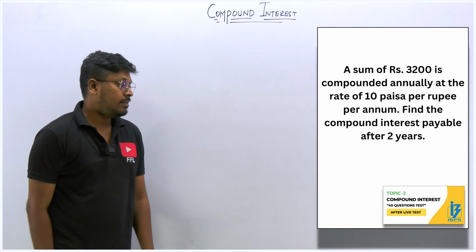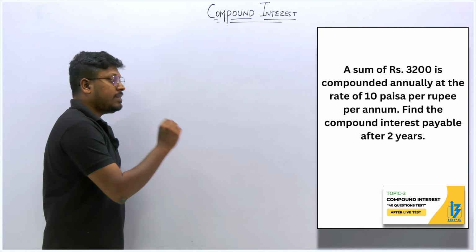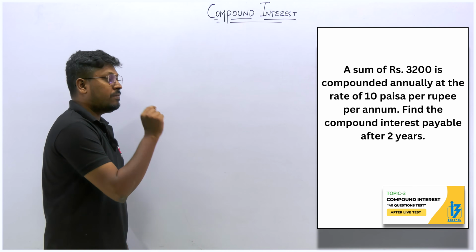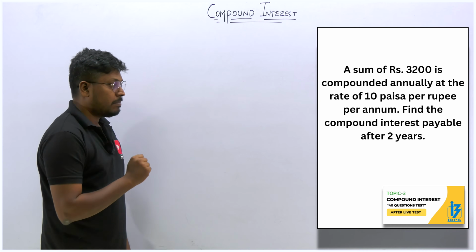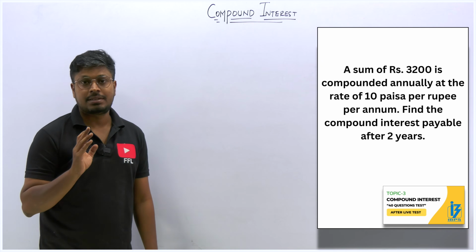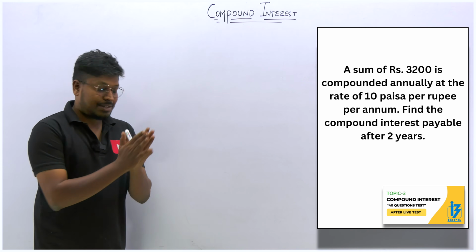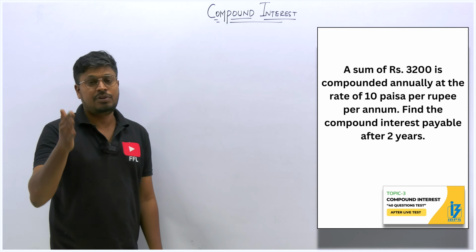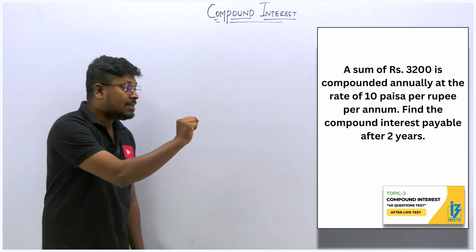Question number 3. A sum of rupees 3,200 is compounded annually at the rate of 10 paisa per rupee per annum. Find the compound interest payable after 2 years. So what is the target here? Our target is to find the compound interest that has to be paid after 2 years. The amount invested is also given.